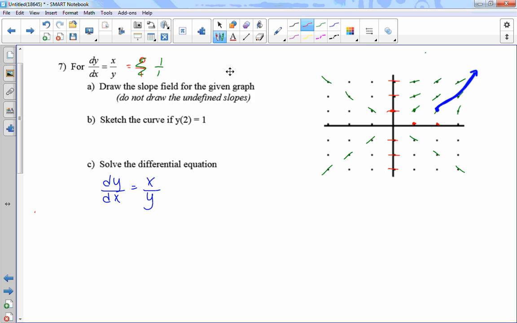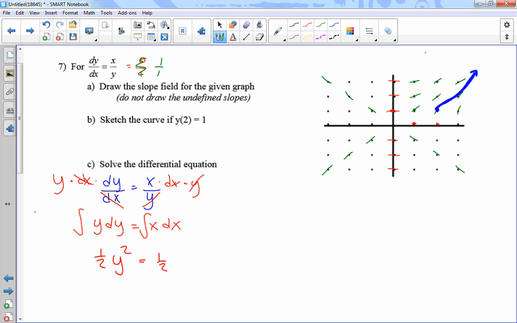Both sides times by dx. Okay, anything else that's going to move? Times by y. I'm just going to cheat a little bit and do that in one step. Okay, so I have y dy equals x dx. Okay, we integrate both sides. We have 1/2 y squared, because we increase the exponent, equals 1/2 x squared plus c.